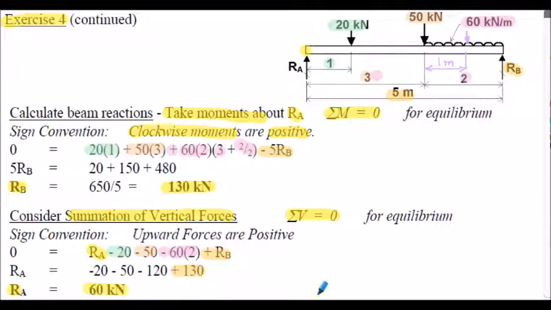So rearranging to find reaction RA, that becomes 60 kilonewtons. If you wanted to, you could just take moments about RB and find RA directly. It's only RA we'll be considering when we generate our differential equations.